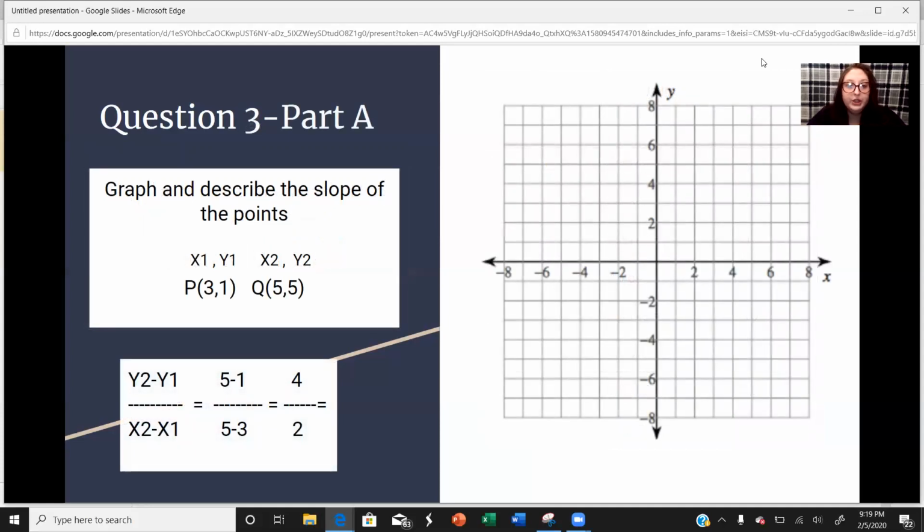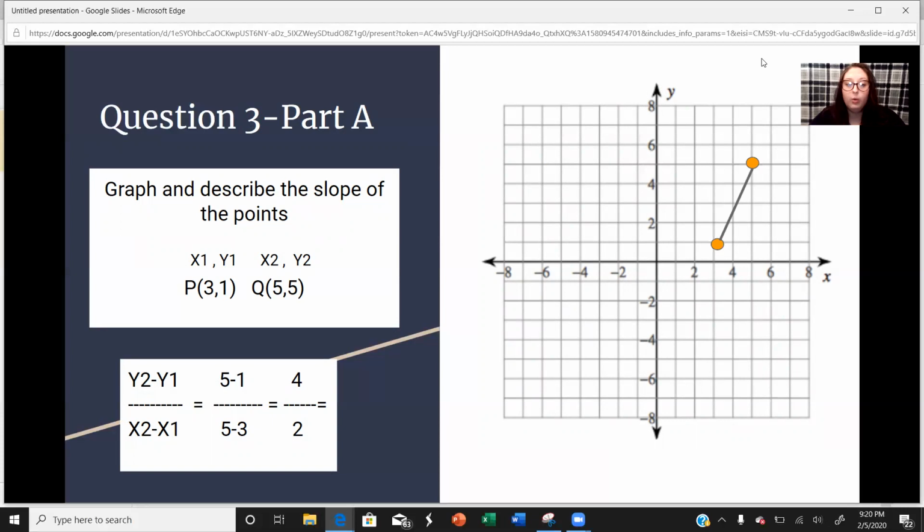Alright, now we're on to question 3, part A. It says, graph and describe the slope of these points. So point P is at 3, 1. So we're going to go over 3 and up 1 to plot our first point. And for our point Q, we're going to go over 5 and up 5. And we're going to connect these dots with a line. Okay? And now we're going to find our slope. So to get our slope, we're going to do y2 minus y1 on top and x2 minus x1 on the bottom.